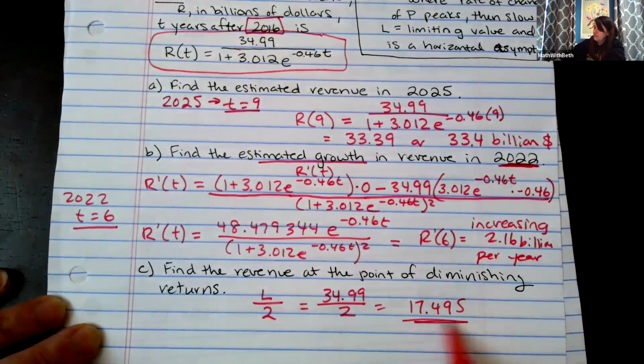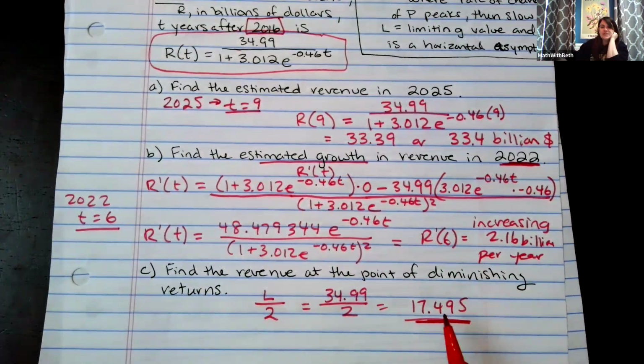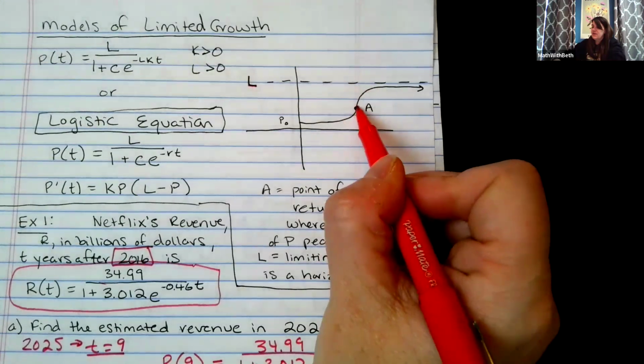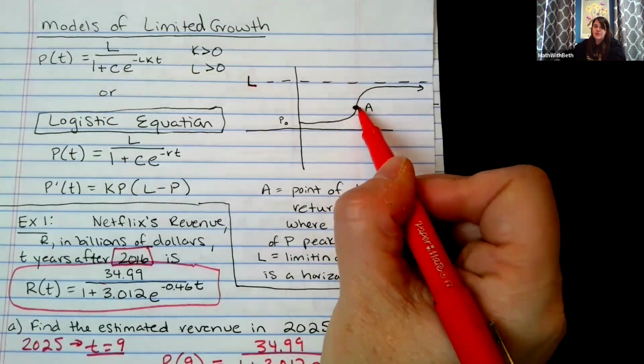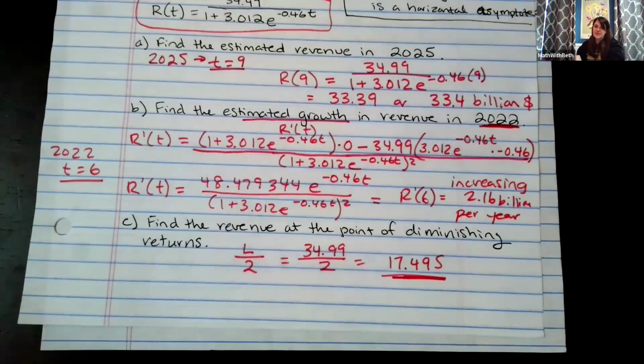And so that is our point of diminishing returns, which means after the revenue is that much, the rate is going to start decreasing, right? Because we just found the revenue at that point. So after that, the rate is going to decrease. So that is using the logistic equation.